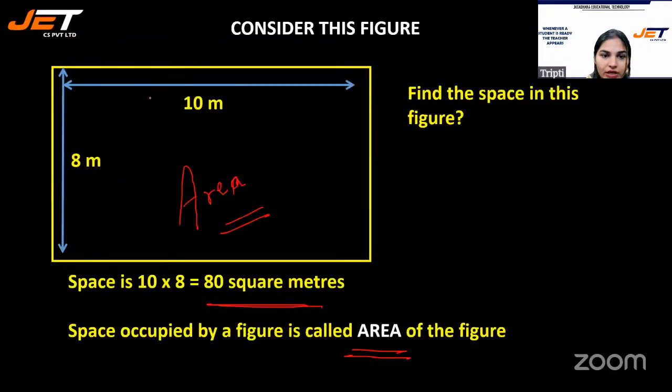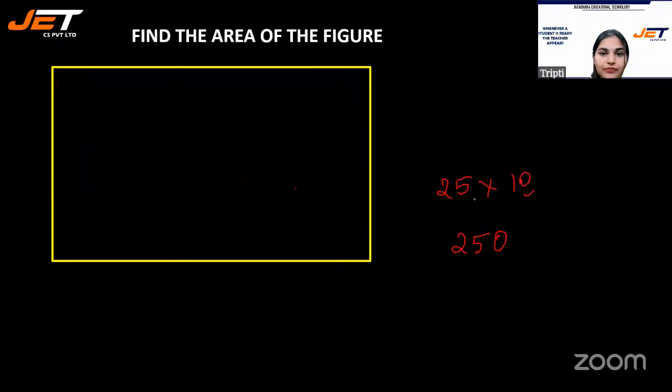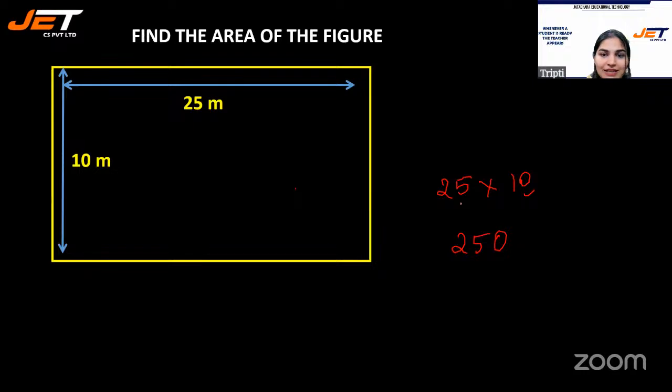Actually, here, let me tell you one thing. If you see this one, area is always calculated in square units. If it's meter, because you are doing 10 meters times 8 meters, here meters is also getting multiplied, so it's meters square. The area is always calculated in square units. Perimeter is not. So if it's 25 meters and 10 meters here, 25 times 10 is 250 meters square.